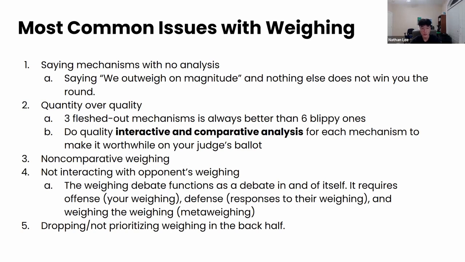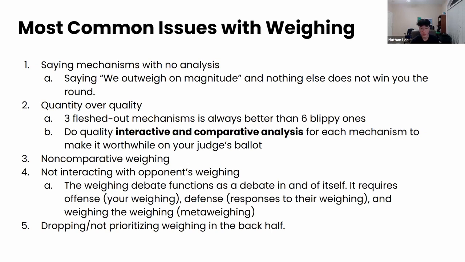Additionally, another common issue we see, especially in the NAT circuit, is just dumping weighing without any quality. In my opinion, for example, three fleshed out mechanisms is always going to be better than six flippy ones. That's why interactive and comparative analysis for each mechanism is going to make it worthwhile on your judge's ballot. And third, like I said before, if you do non-comparative weighing, then that's going to be an issue.